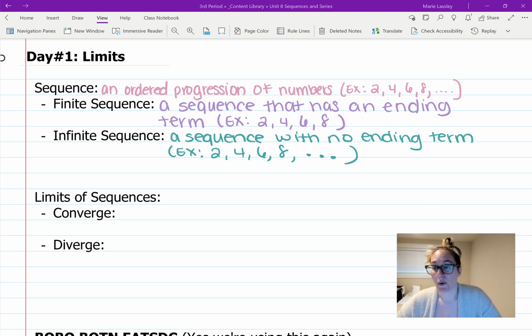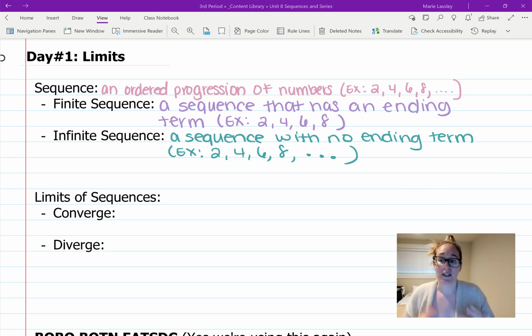All right, now we're going to get into limits. So just to recap, limits are like our end behavior. When we were doing this with functions, we would say, what is our function approaching as x goes to positive infinity or x goes to negative infinity? Another word for them is end behavior. So what is our function doing as it goes off the screen?